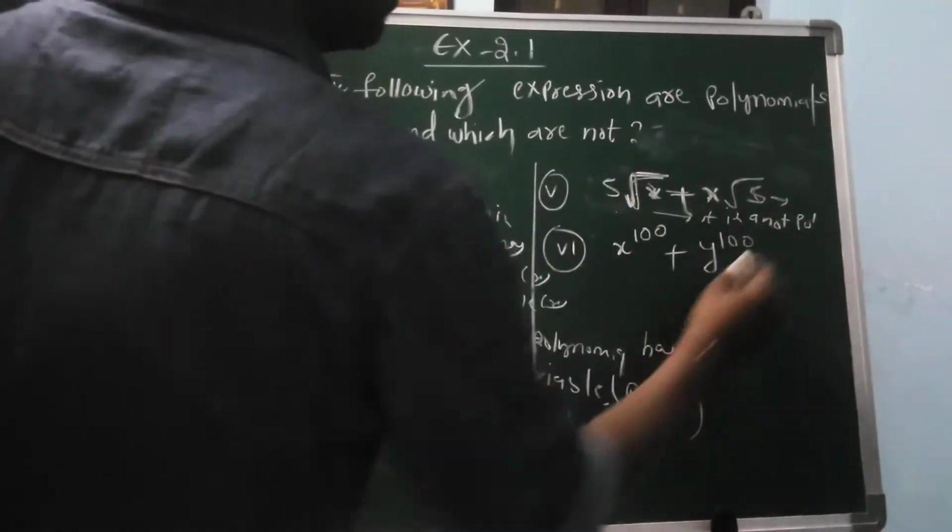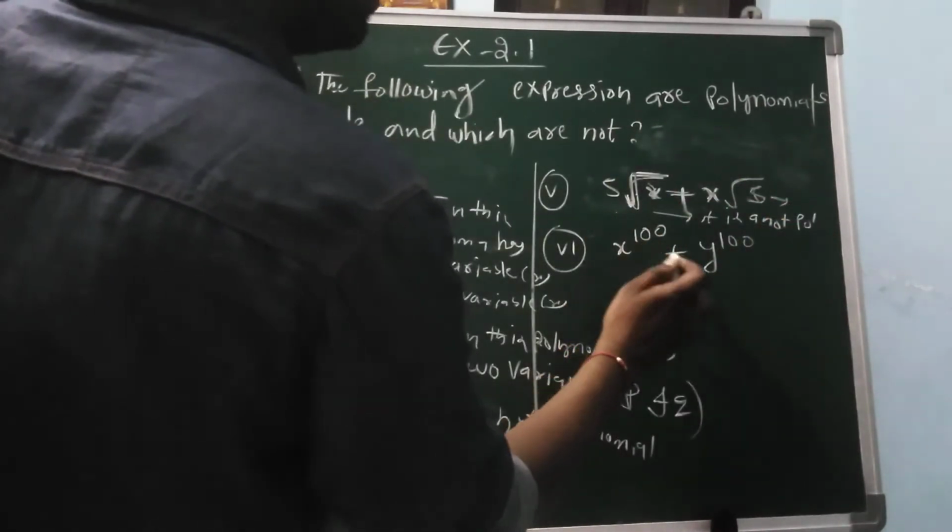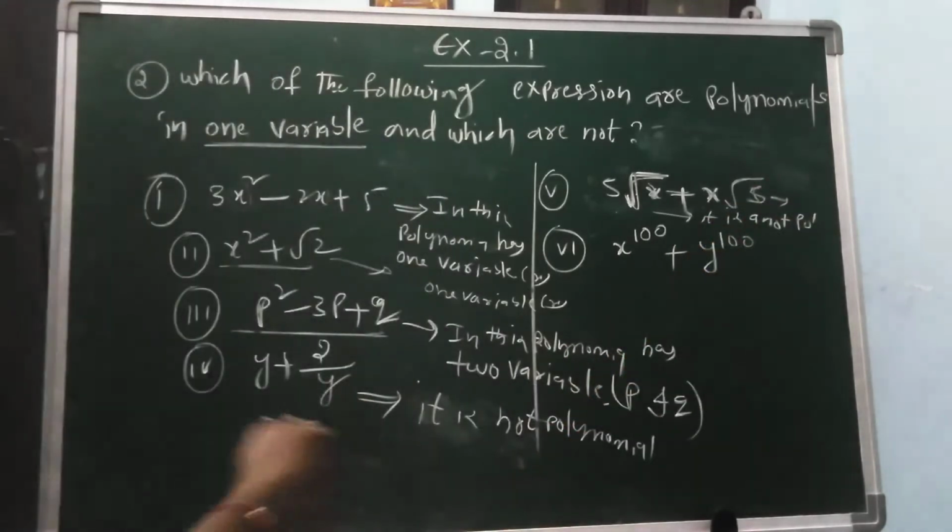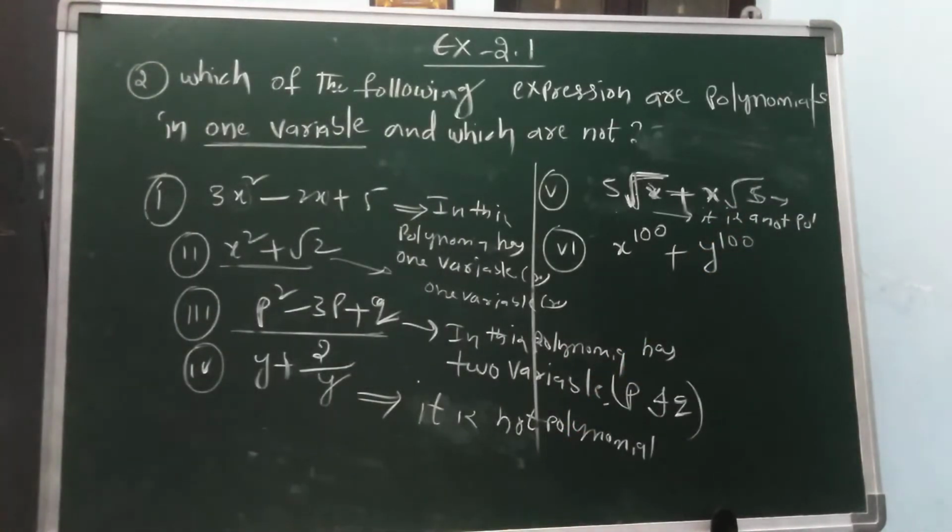Okay, so it is not a polynomial. Next, here: x power 100 plus y power 100. x power 100 and y power 100. How many variables are there in this? Tell me. So it is a polynomial with two variables, not one. It is not a polynomial in one variable. Write down.